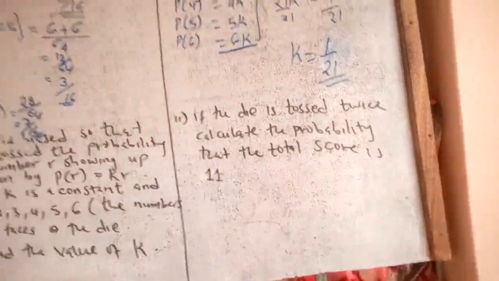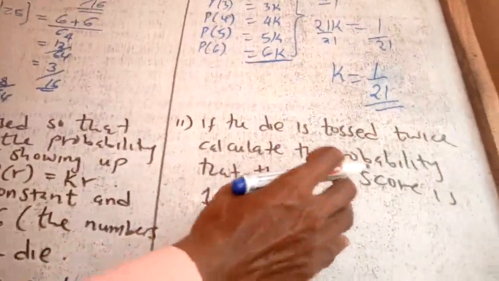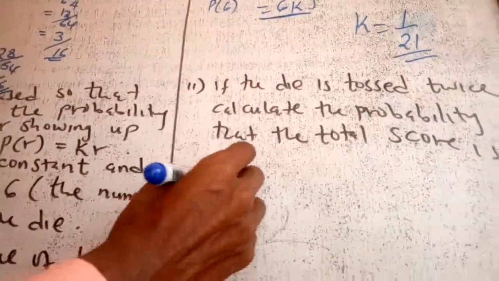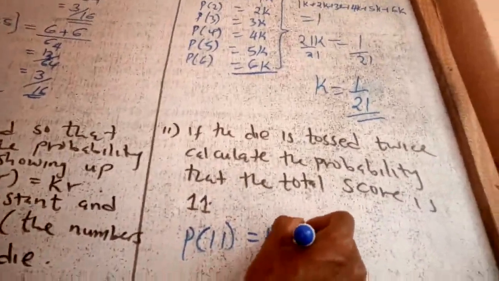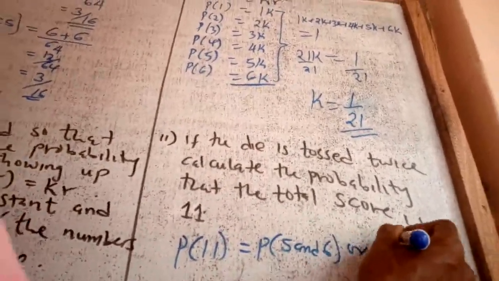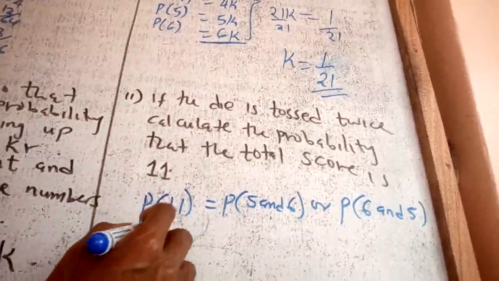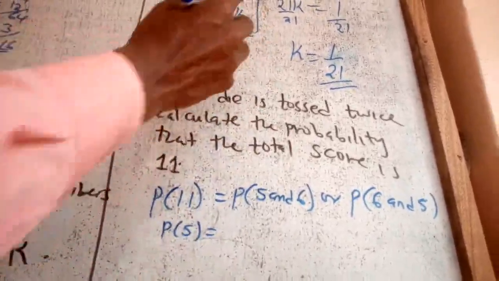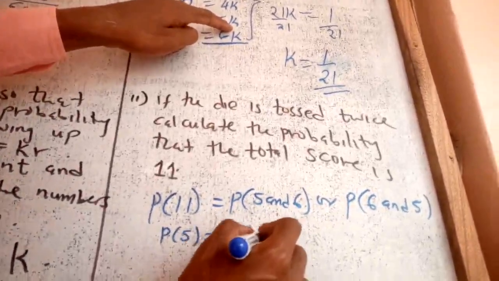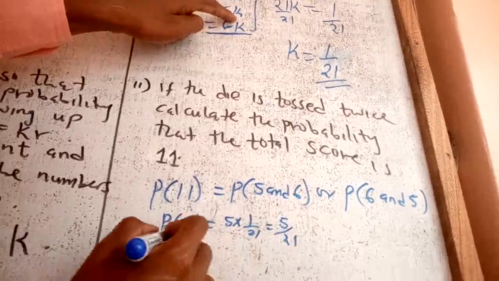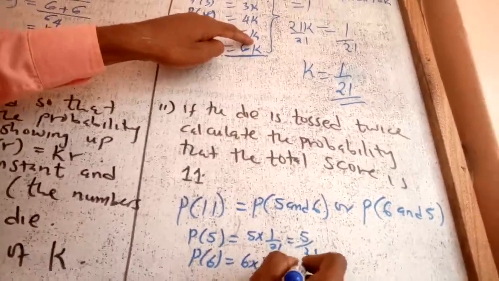Finally, we are going to look at this. If the die is tossed twice, calculate the probability that the total score is 11. And therefore, the total score being 11, it is either the probability of 5 and 6 or the probability of 6 and 5. That is the combination. What is the probability of 5? The probability of 5 is 5k, so you multiply 5 by k, which is 1 over 21, and the answer is 5 over 21. What about the probability of 6? It is 6 multiplied by 1 over 21, and the answer becomes 6 over 21.